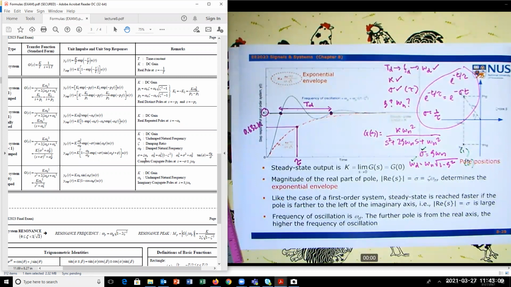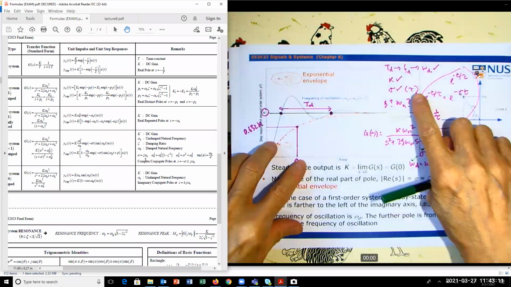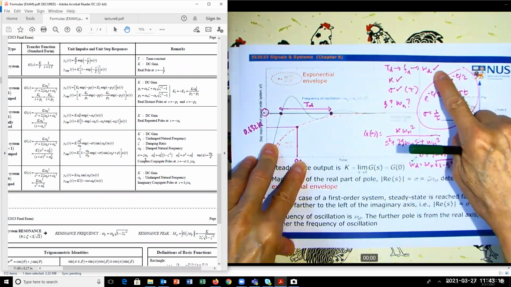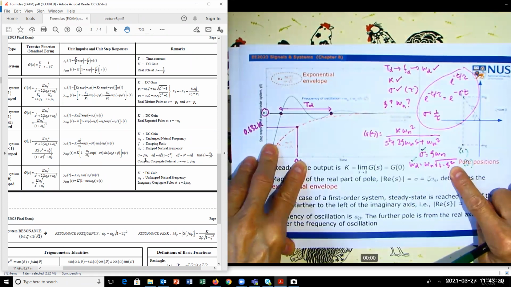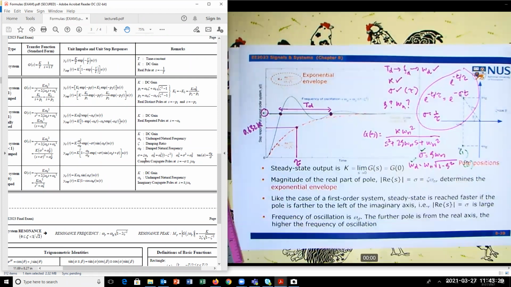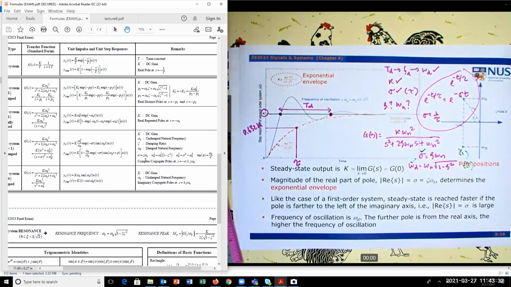Sigma is known. Yes, sigma we have already determined from up here. Omega d is known, we have determined from up here. Two equations, therefore you can solve for zeta and omega n. So now you have discovered what G(s) is, because you found all the values already. You found K, you have found omega n, and you have found zeta. So you have discovered what the system is. That is system identification for a second order system.